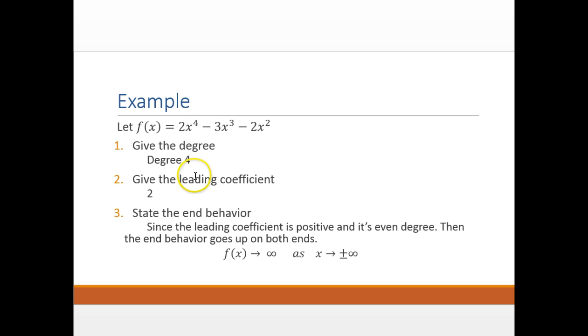The leading coefficient, I keep referring to that. All we do is look at the leading term. That's the term with the highest exponent, which is x to the 4th. The leading coefficient is the number out front, so this is 2.